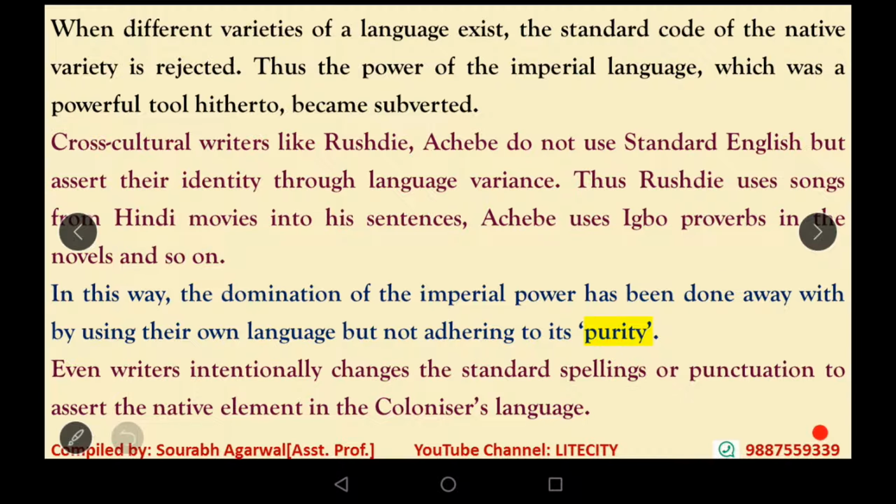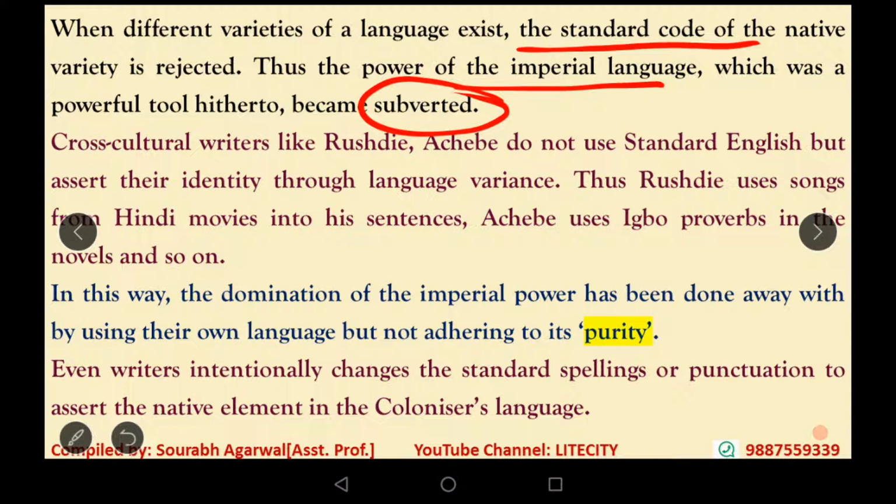And when we have different varieties of language, we cannot be sure of the standard code of the narrative; we can easily reject it. The power of the imperial language, which it once had over all the colonies, was a powerful tool hitherto. This power becomes subverted because the colonized subject begins to use this language according to his or her understanding, background, and native idioms, and there is a mixture. In the colonizers' terms, impurity enters into the pure terrain.